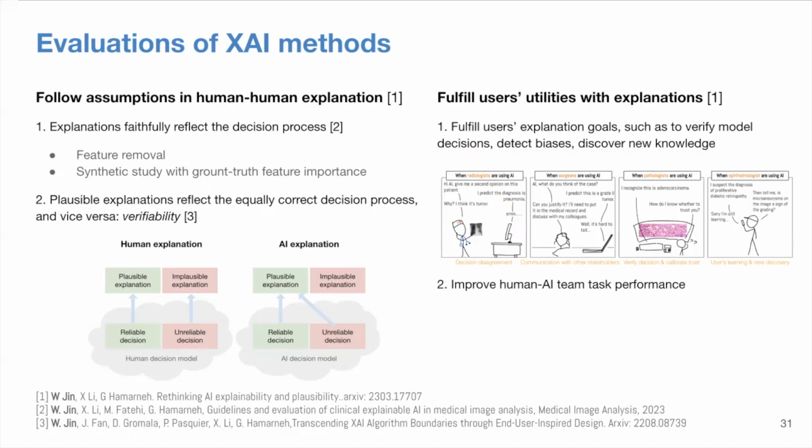And the other utility is that by using the explanation, users want to improve their task performance so that the task performance is better than either the human or AI alone. This is called the human-AI team task performance. And we can also conduct human subject experiments to directly measure the team performance. So this is the evaluation method.